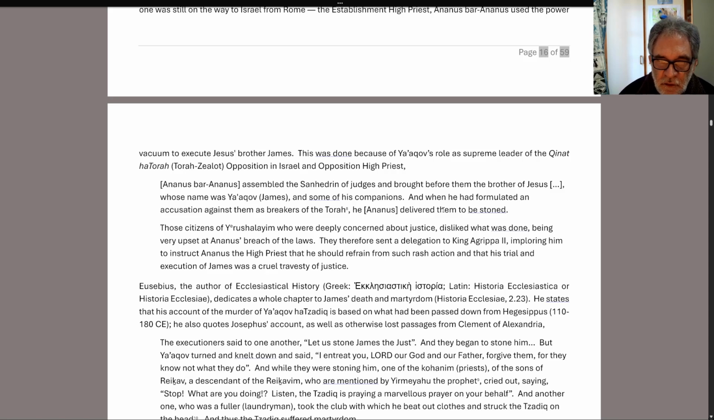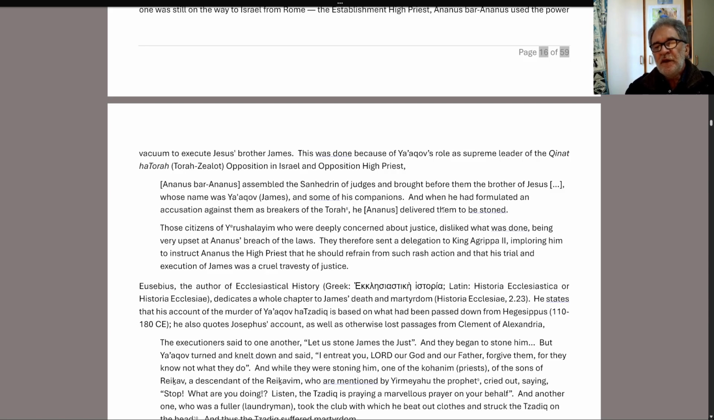Okay, so we see that Yaakov was stoned, and he was stoned as a breaker of the Torah. Now, the thing that we must understand is that during the Yom Kippur Avodah, the name of Hashem, the ineffable name of the Almighty, is pronounced. Only during the Yom Kippur prayer service, it could only be done by the high priest 1 day per year.